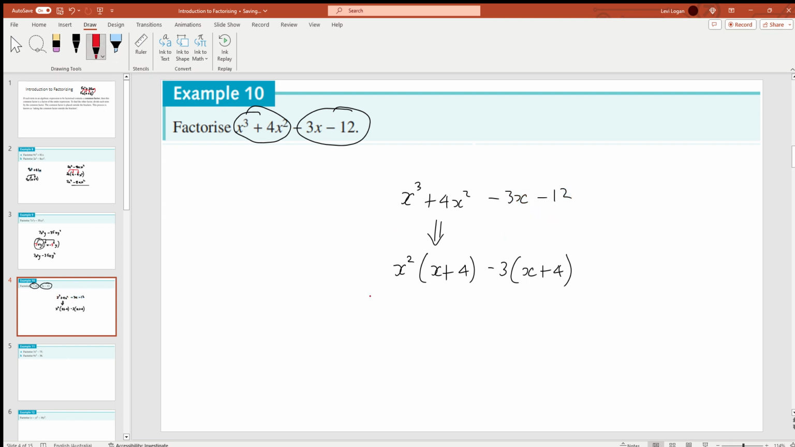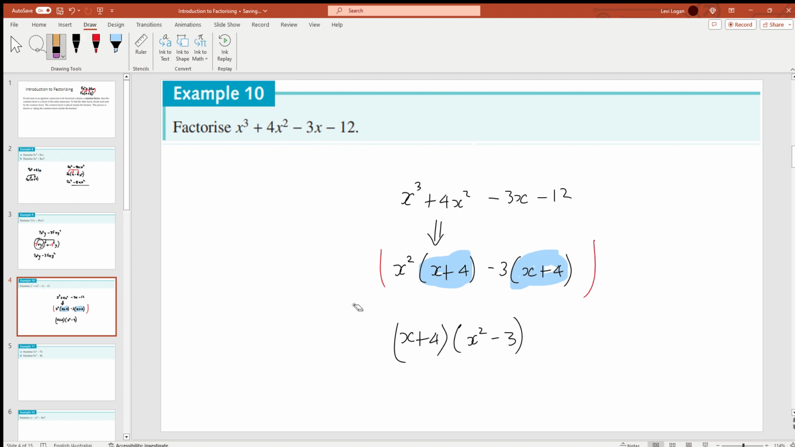But now, what I can see is that in the entire thing I've got a common factor of this here and this here. So what I can do is factor that out. In other words, I'll have x plus 4 multiplied by x squared minus 3. And that is that polynomial factorized. And you're probably thinking, if you hadn't seen that before, how would you even start that? Well, if we multiply this out, we should get the following expression up here. Hopefully. Let's see.